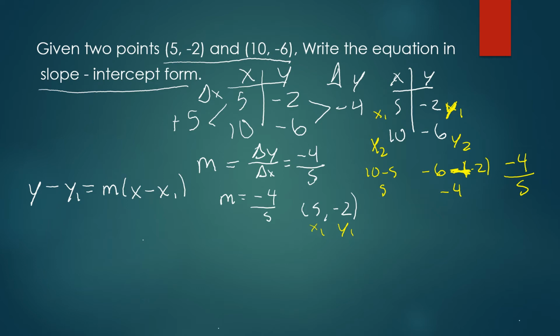Now go ahead and let's substitute. Y minus parentheses negative 2 is equal to negative 4 over 5 times x minus 5. So now that I substituted everything, I'm going to simplify it first, because I don't like that I have minus a negative here, so that turns into a plus.